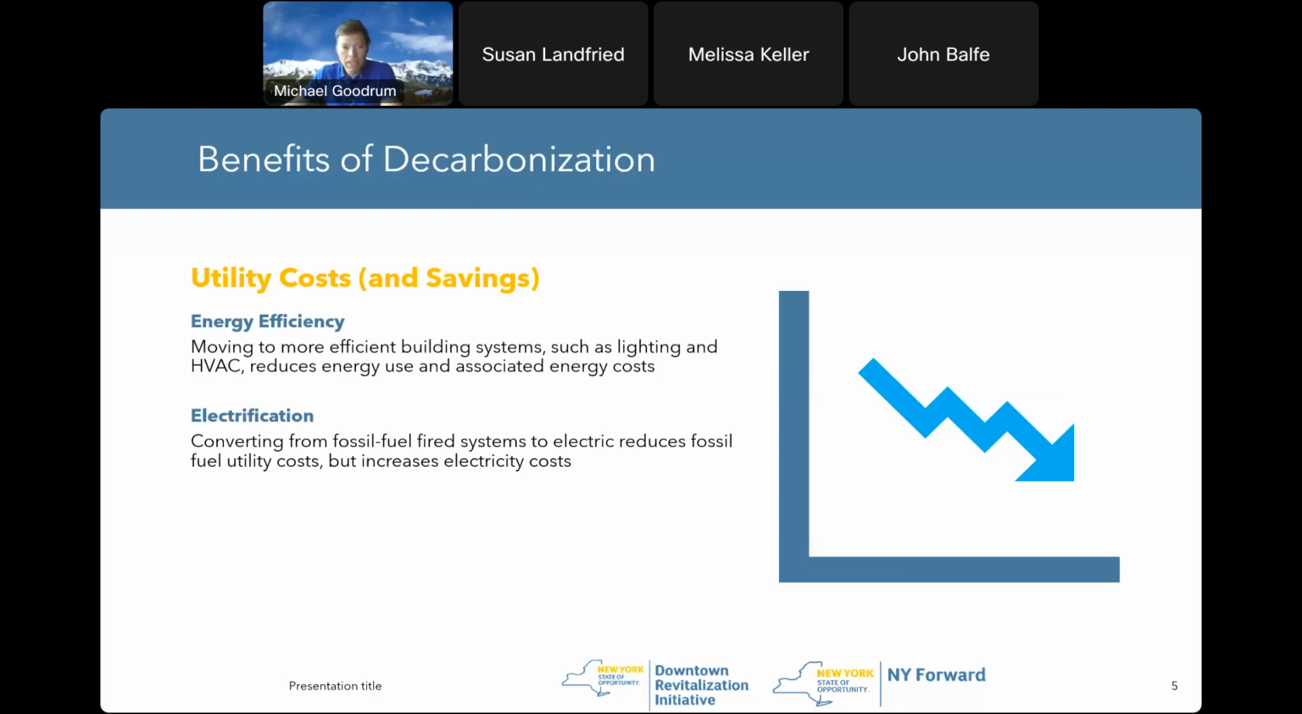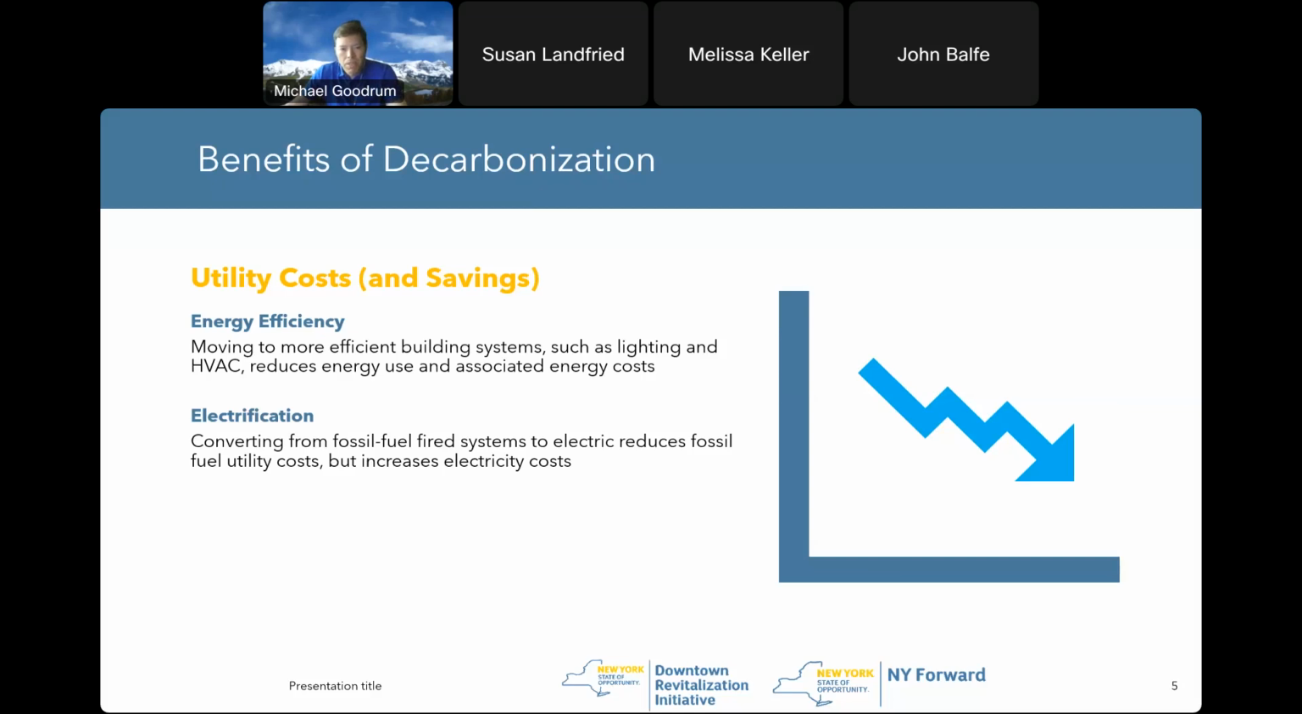For electrification, it's not always as straightforward. We just said building electrification, you're moving from fossil fuel to electric. It means that you're reducing or even eliminating your fossil fuel utility costs, but it means you're also increasing your electricity costs. Depending on what the rates are, that may or may not mean an overall savings in your energy costs. So, that kind of depends, but over time, fossil fuel costs may increase.